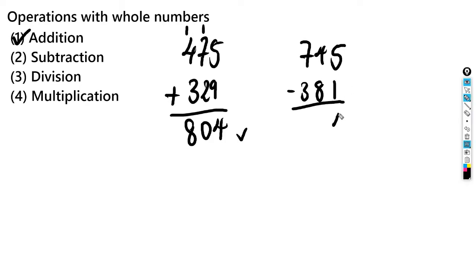So 5 minus 1 would give us 4. 4 minus 8, we need to borrow from this 7, so it becomes 6 here, and 14 here. 14 minus 8 would give us 6, and then 6 minus 3 would give us 3. All right, so we'll finish with subtraction.